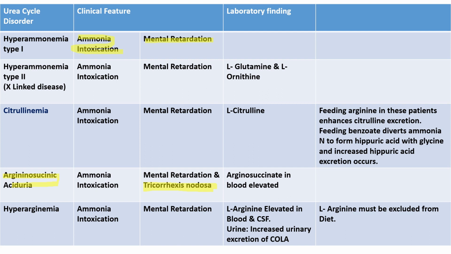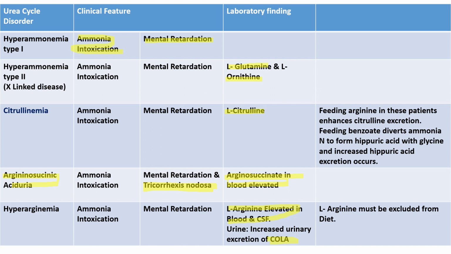Now in hyperammonemia, ammonia will be elevated. In hyperammonemia type 2, that is the X-linked one, you will find glutamine and ornithine. यहाँ पे glutamine और ornithine यहाँ पे बढ़ा हुआ मिलेगा. In citrullinemia यहाँ पे citrulline level बढ़ा मिलेगा. In arginosuccinic aciduria, you will find arginosuccinate level in blood and urine. And in case of hyperargininemia, you will find L-arginine which is elevated in blood and CSF. And in urine, you will find cysteine, ornithine, lysine, and arginine.